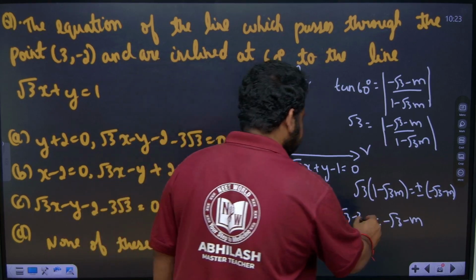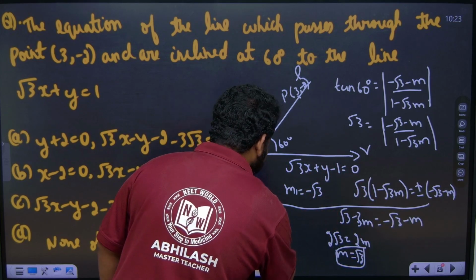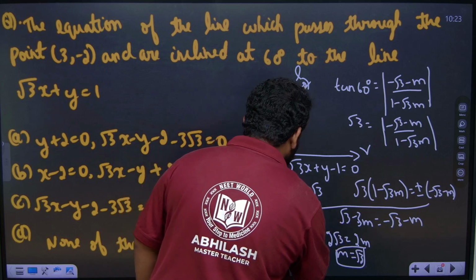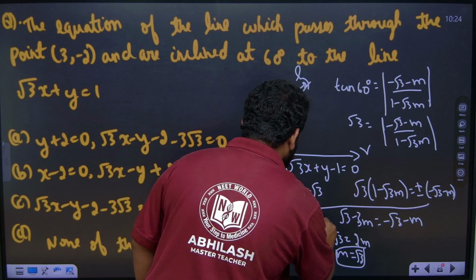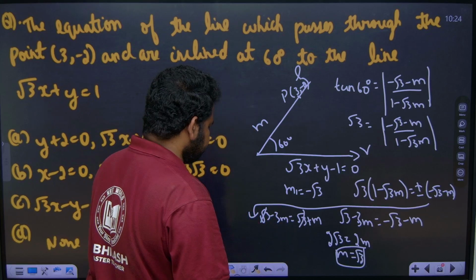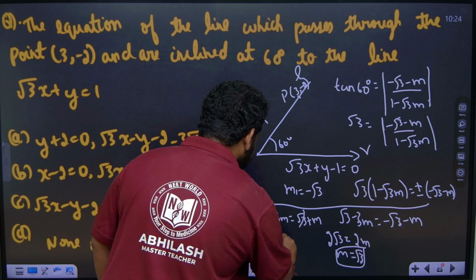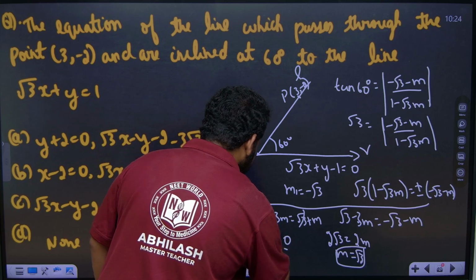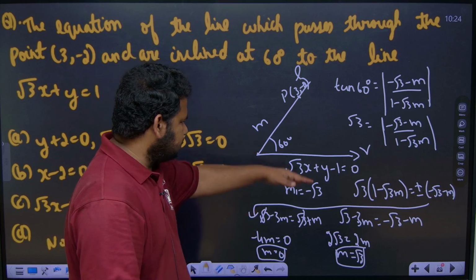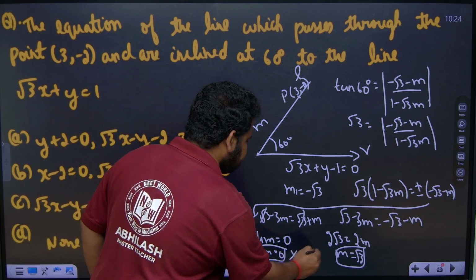Now if I take this as minus, this will become root 3 minus 3m is equal to, minus means it will become, root 3 plus m. So here root 3 cancels. So this will become minus 4m is equal to 0. Here m will be equal to 0. Okay, slope is becoming 0. This value you cannot take. Slope is becoming 0 means it is directly falling on this line. So we cannot take slope m is equal to 0. So this is discarded. We will take m is equal to root 3.